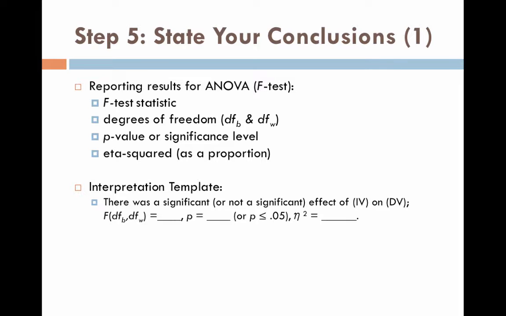So here's the template. There was a significant or not a significant effect of whatever your IV is on whatever your DV is. Your F, immediately followed by your degrees of freedom between and within, separated with a comma and surrounded by parentheses, is equal to your actual F statistic, comma, p is equal to whatever it is if it's from SPSS, or p is less than or equal to 0.05 if it's a hand calculation, and then eta squared, again, as a proportion, a number that ranges from 0 to 1.